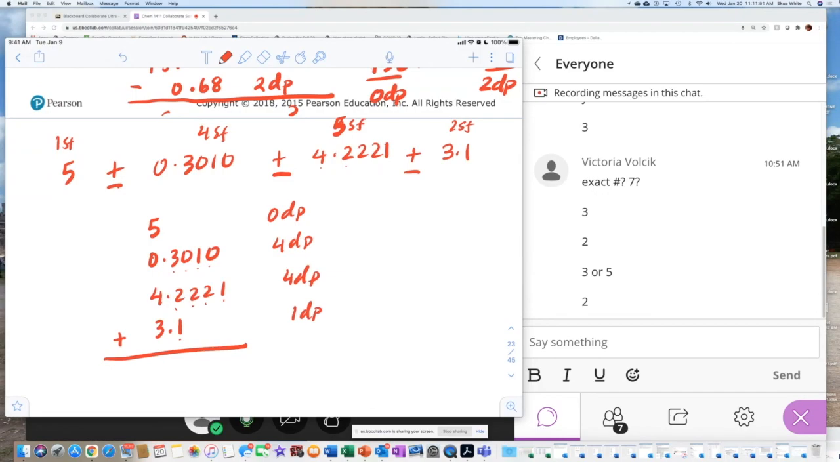Okay, where was I? Now I add these on my calculator. 5 plus 0.3010 plus 4.2221 plus 3.1. Okay, so I have 12.6231, right? So can you guys tell me what my answer should be based on what I just did? What is the correct answer when you add these 4 numbers?